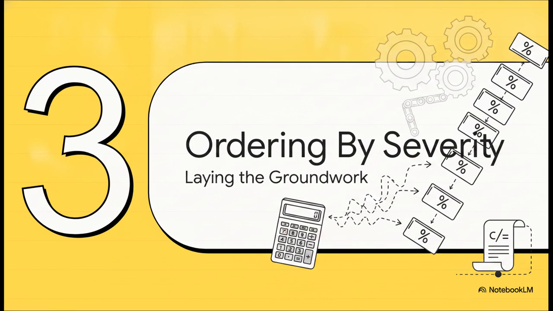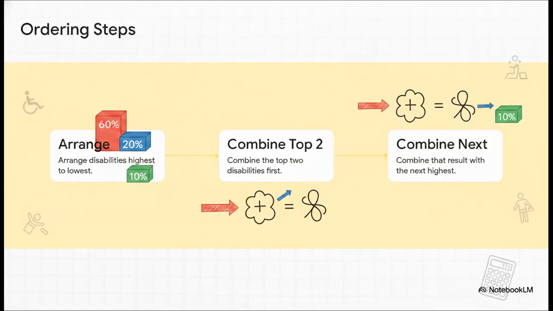Let's look at Section 3, ordering by severity first. You can't just pick and choose which disability to calculate first. The strict legal rule requires you to arrange your disabilities in the exact order of their severity, starting with the highest percentage first, before doing any math whatsoever. Say you have a 20%, a 60%, and a 10% rating. You absolutely must arrange them as 60, then 20, then 10. You always evaluate the most disabling condition first to establish your initial drop in efficiency, and then you apply the lesser conditions to whatever efficiency remains.